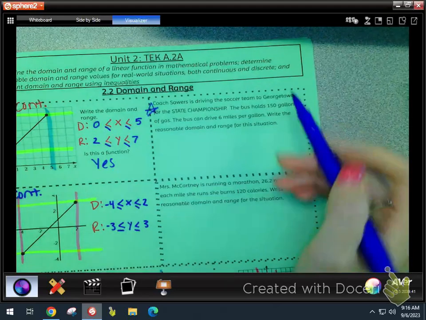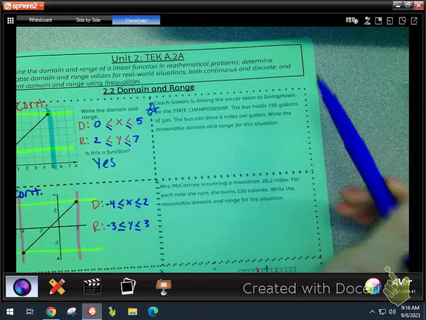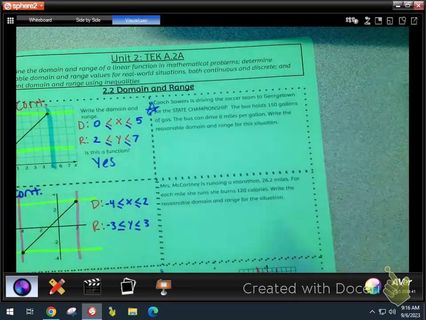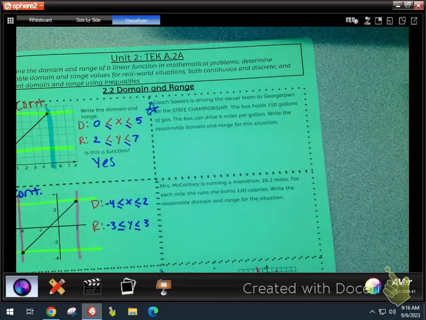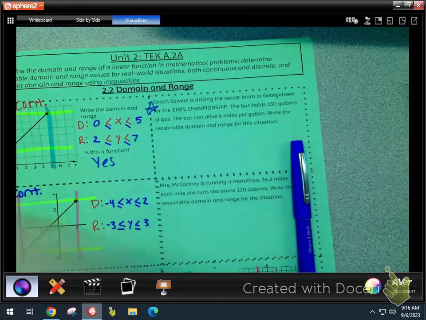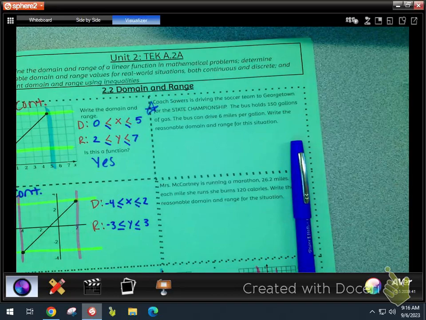So the first thing that I want us to do is go through and think about the situation and say, is this going to be discrete or continuous? That's like step 1. So we're talking about driving, okay? We're driving the bus. And we're talking about distance. If you might want to look back, distance is going to be what type of situation? Discrete or continuous? It's going to be continuous, okay? Because you're driving all those miles. You're covering every single decimal from here to Georgetown, okay?